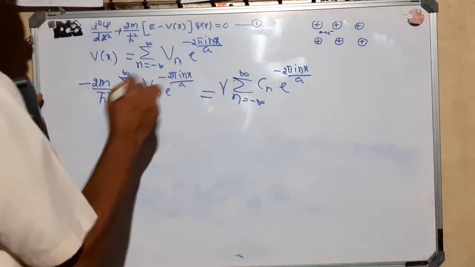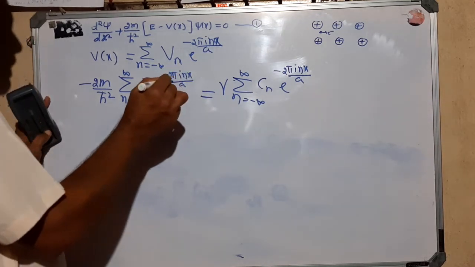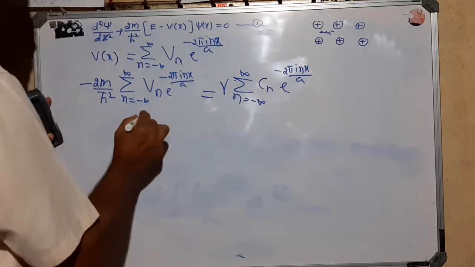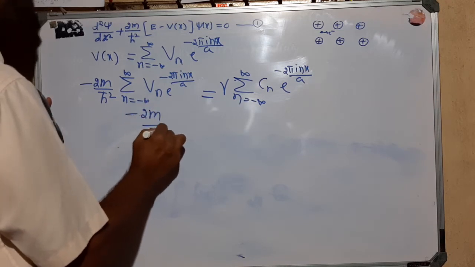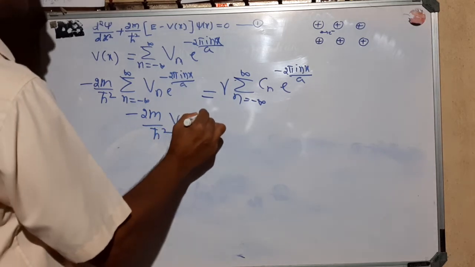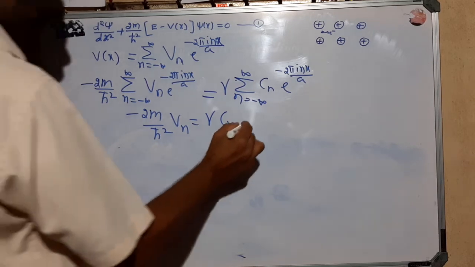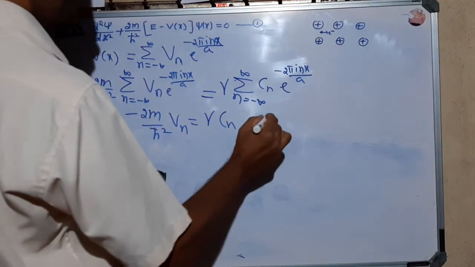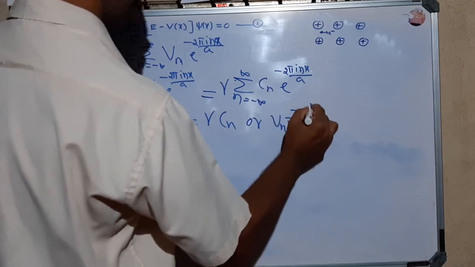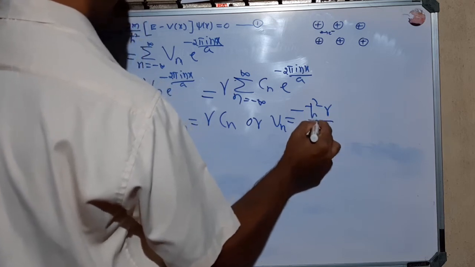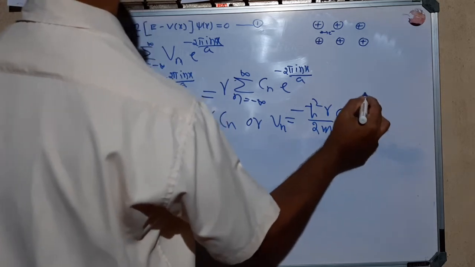Here you simplify this. The summation sign you can remove, and the e to the power minus 2 pi inx by a gets cancelled. Remaining is minus 2m by h cut square into Vn is equal to gamma into Cn. If you rearrange it, Vn is equal to minus h cut square gamma divided by 2m into Cn. This is equation number 7.